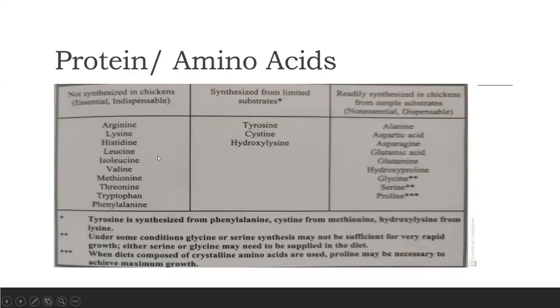Among the amino acids, synthetic amino acids we can supplement directly. Synthetic amino acids like lysine, methionine are abundantly found, and then threonine. Nowadays it is available, and there is now a concept to add synthetic amino acids like valine, isoleucine, and tryptophan also. It's available in the market, but not in great amounts. So generally lysine, methionine, and threonine are available, and you can add these synthetic amino acids in your diet.